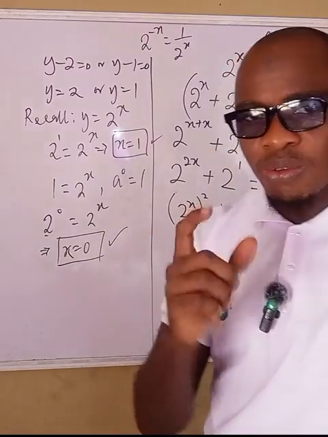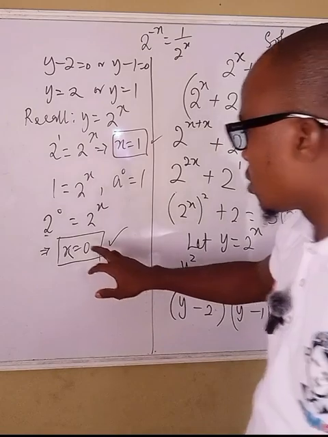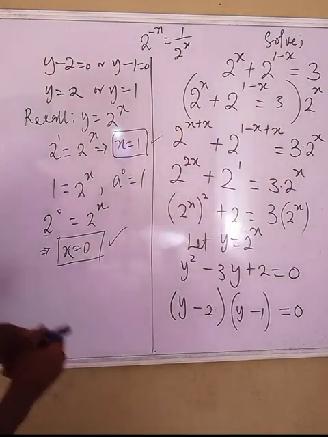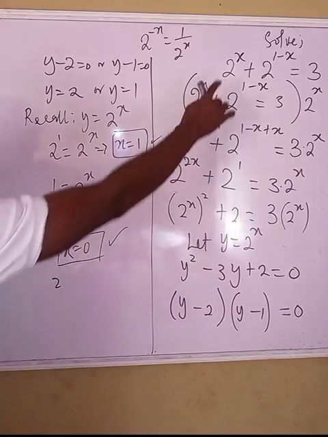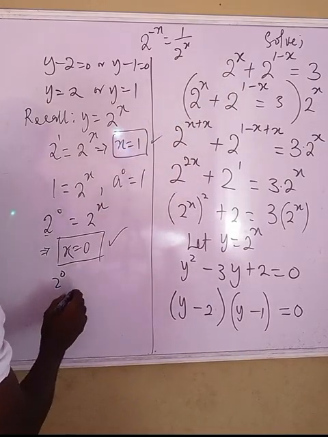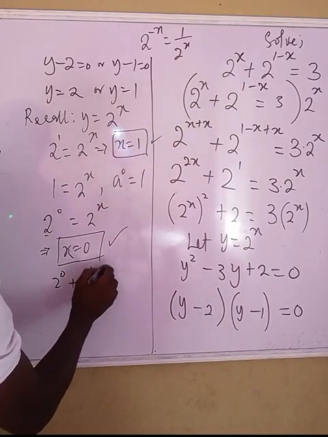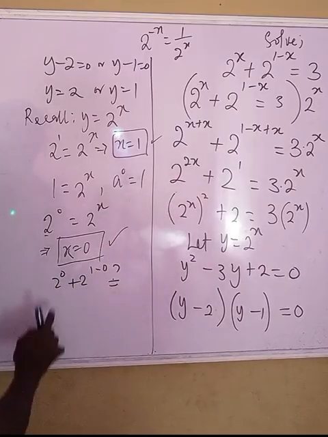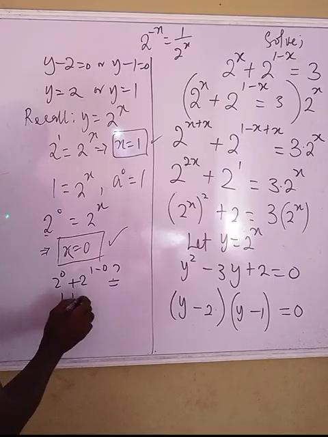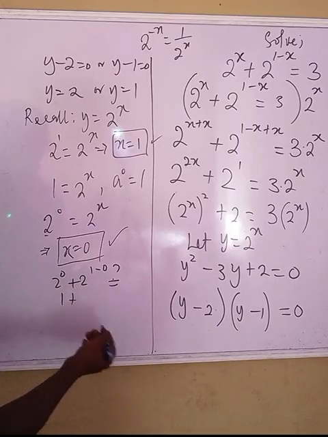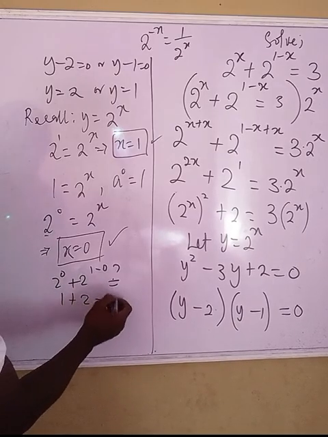Now, if you want to check whether you are right or not, just put this in the original equation. For x equals 0: 2 to the power of 0, plus 2 to the power of 1 minus 0. Is that going to give us 3? 2 to the power of 0 is 1, plus 2 to the power of 1 minus 0, which is 2 to the power of 1. You can see that we have 3.